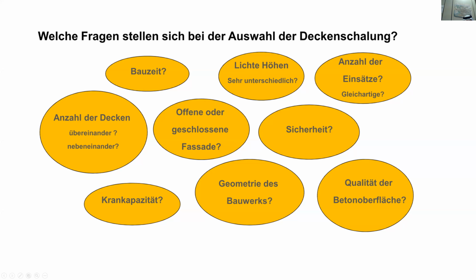Then I have to think about the height of the floor. Yes, the height. Are they always the same? Are they different? Then I have the topic of safety of the works, which is, let's say, the only thing where you cannot make a compromise. On all the other topics, there are compromises possible, but not in safety.